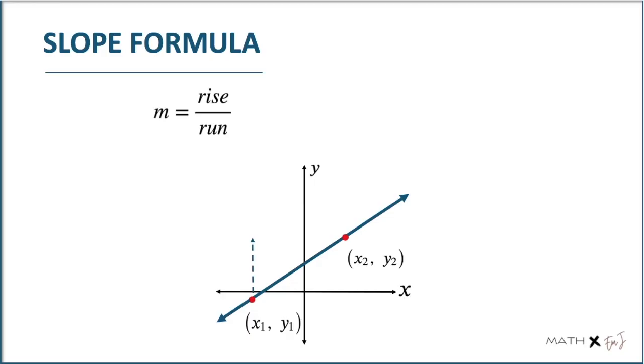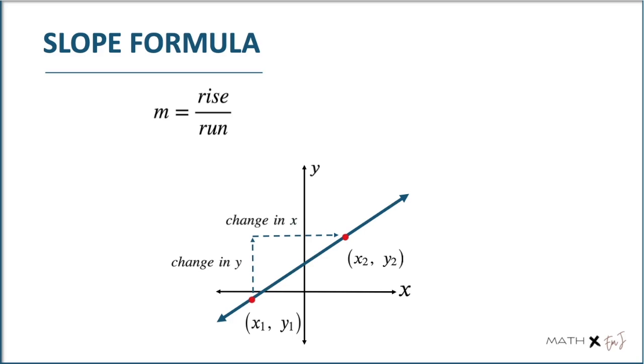So if you remember, the rise is the vertical change, so up and down, between these 2 points. On a graph, vertical movement is represented by the y-axis or the y values. So we could say that the rise is the change in y. The run is the horizontal change, so how far left or right between the 2 points. Horizontal movement on a graph is represented by the x-axis or our x values. So we could say that the run is the change in x.